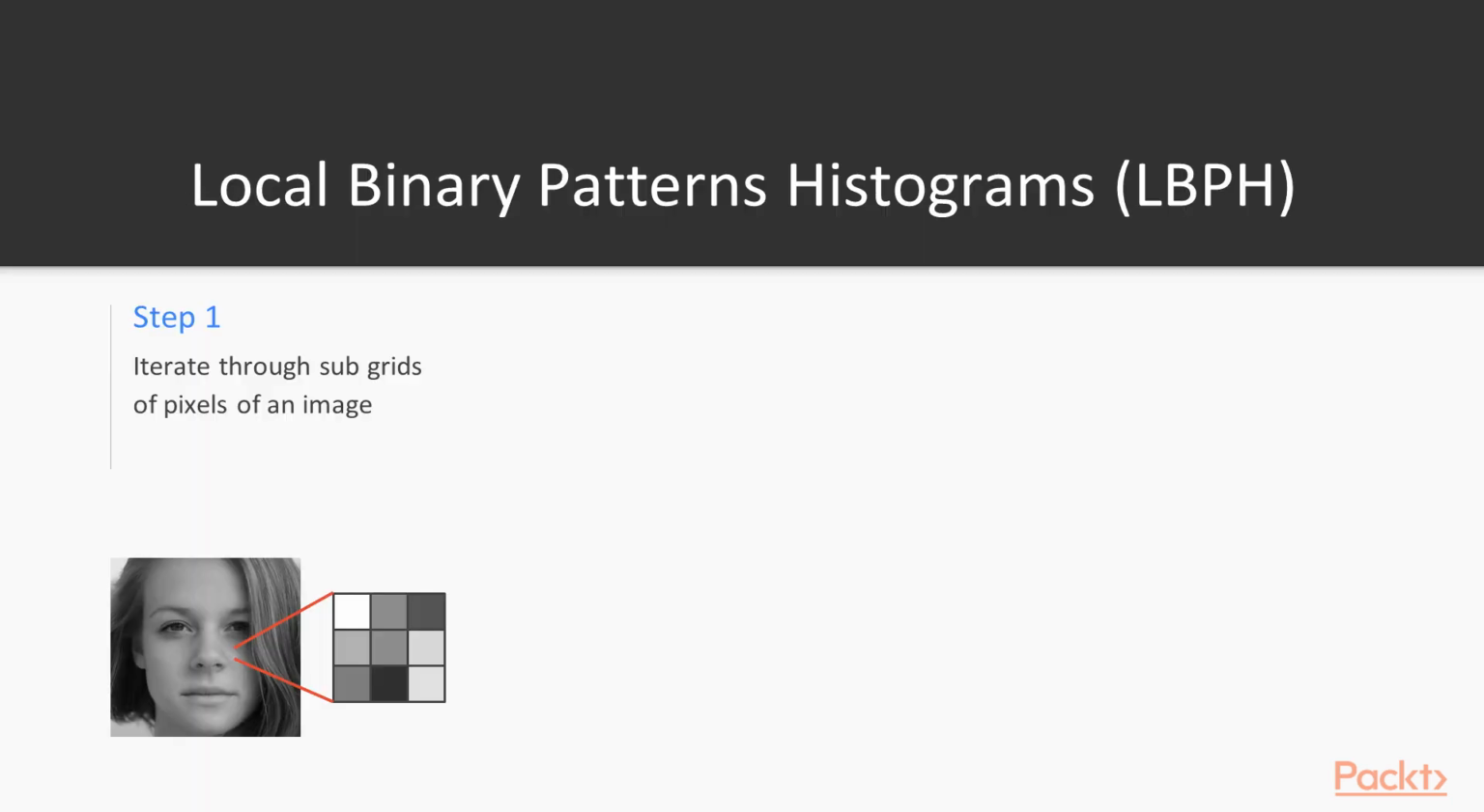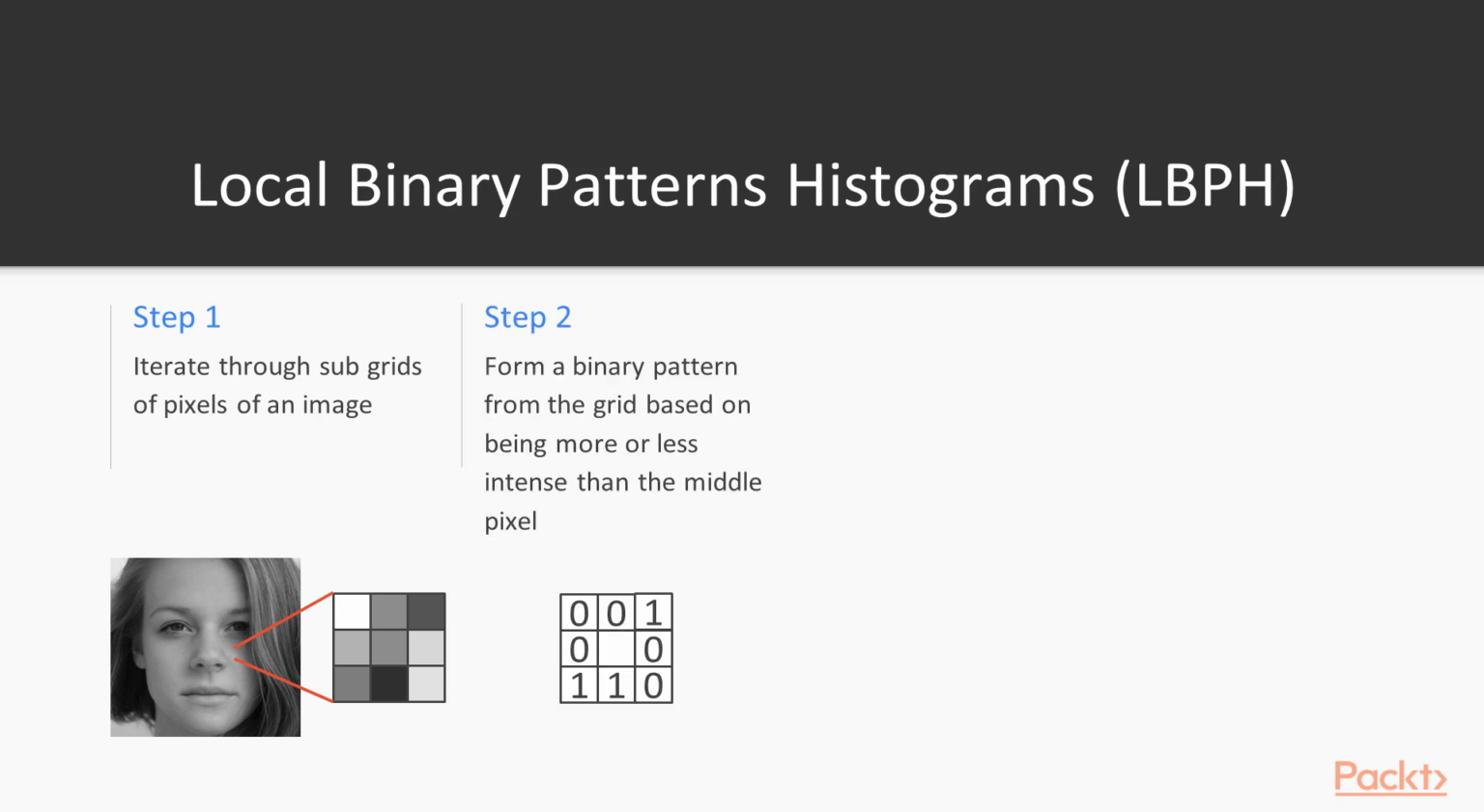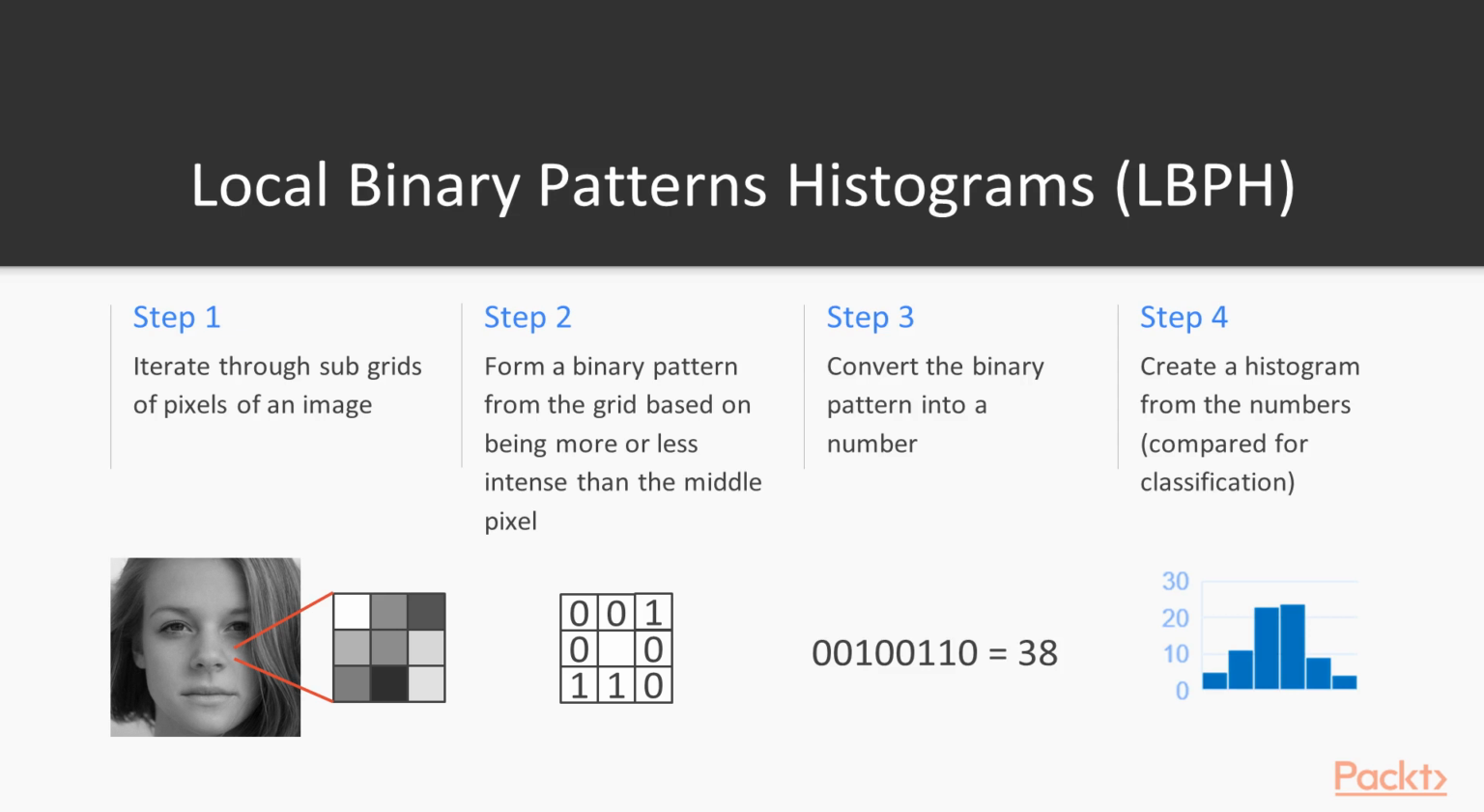The LBPH algorithm works as follows. First, the algorithm will iterate through pixels in an image, looking at the pixel's neighbors. Next, the algorithm will turn pixels into a binary code depending on whether neighboring pixels are more intense than the central pixel. The binary code is then converted into a number. All the numbers found this way are collected and an image histogram is formed. This histogram is then used to compare images. We've seen how to use image histograms for comparing images before, when we were talking about image search.